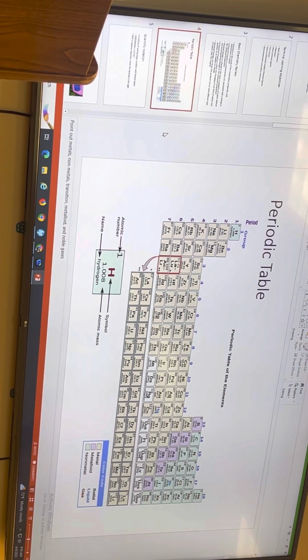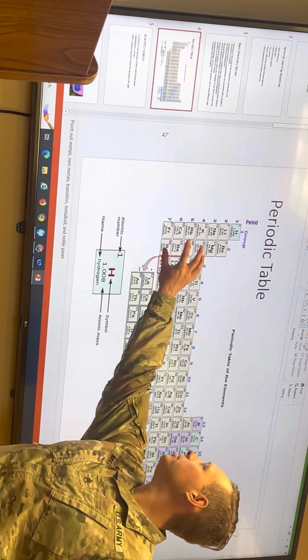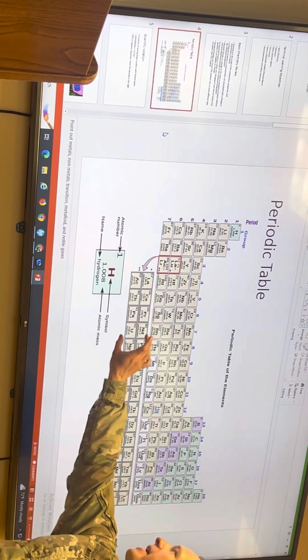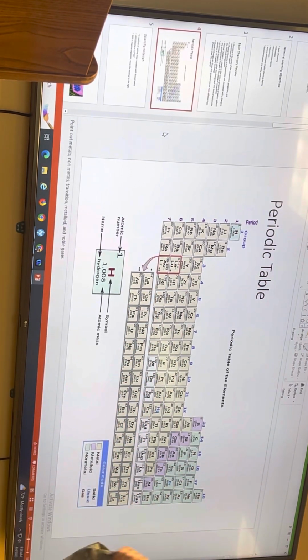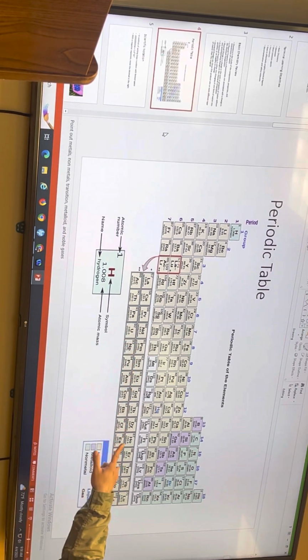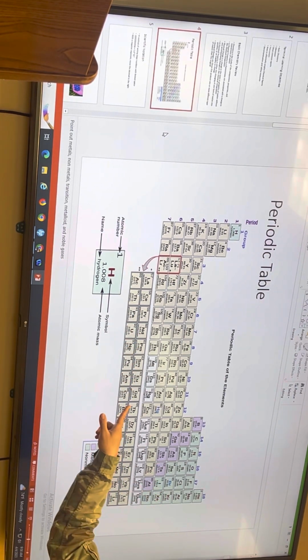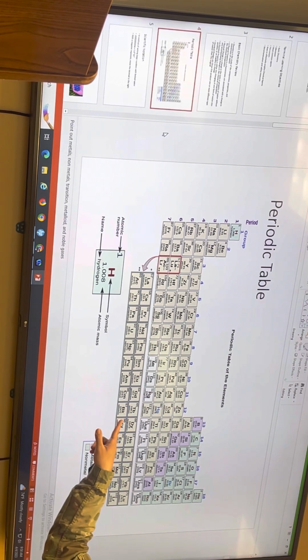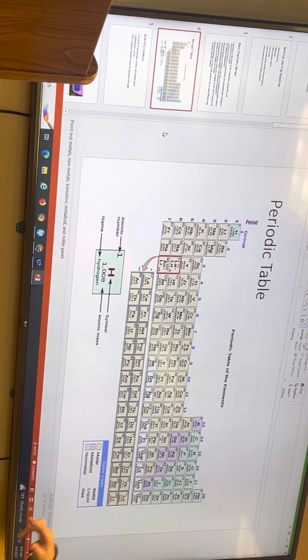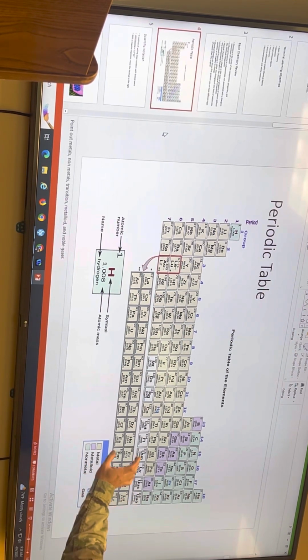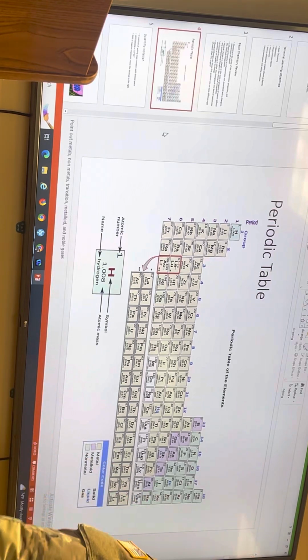All right, periodic table of the elements. These are your metals. Your metalloids, your non-metals over here, and then your noble gases right here. The elements at the bottom are almost all man-made, because these are pretty much all radioactive in some way, shape, or form.